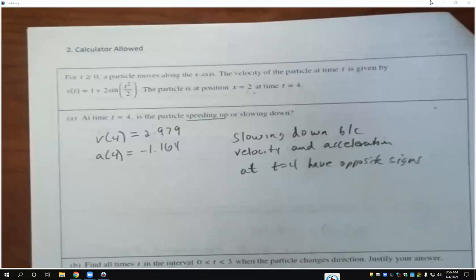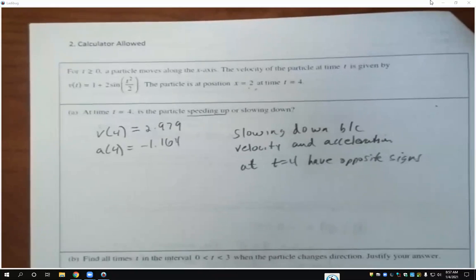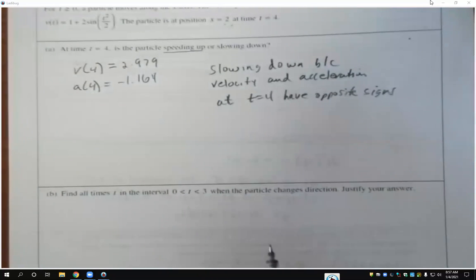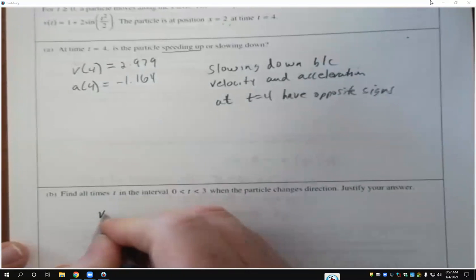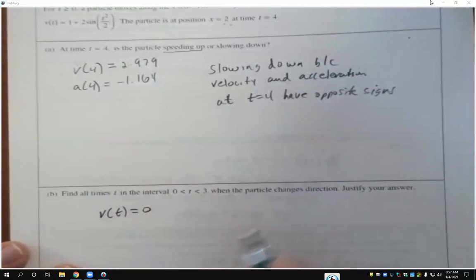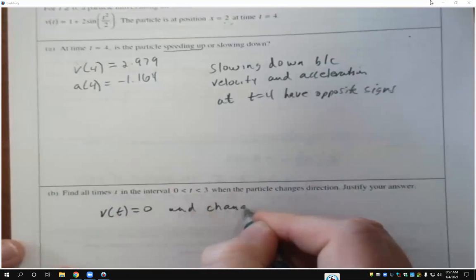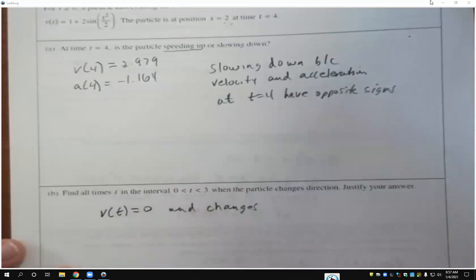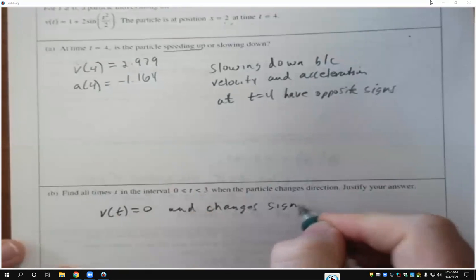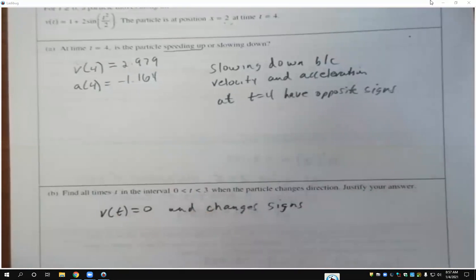All right, part B says find all the times in the interval 0 to 3 when the particle is changing direction. Okay, the particle is changing direction when v of t equals 0, when the velocity is 0 and changes signs. Okay, you need to state that. Okay, it says justify your answer. That's the justification right there. Now we just got to go find those times. Okay, find all the times.